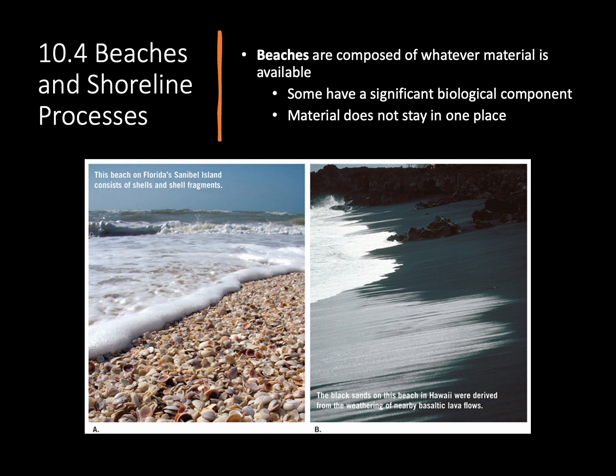Here on the left, we're looking at Sanibel Island in Florida, where the beach is made up almost entirely of shells and broken down shells, because this is an area where a lot of shell-building organisms live. But if we were to go to Hawaii, for example, the image on the right is showing us black sand beaches. The reason the sand here is black is because of all of those basaltic volcanoes in Hawaii. So the beach is just going to be made up of whatever material is nearby.